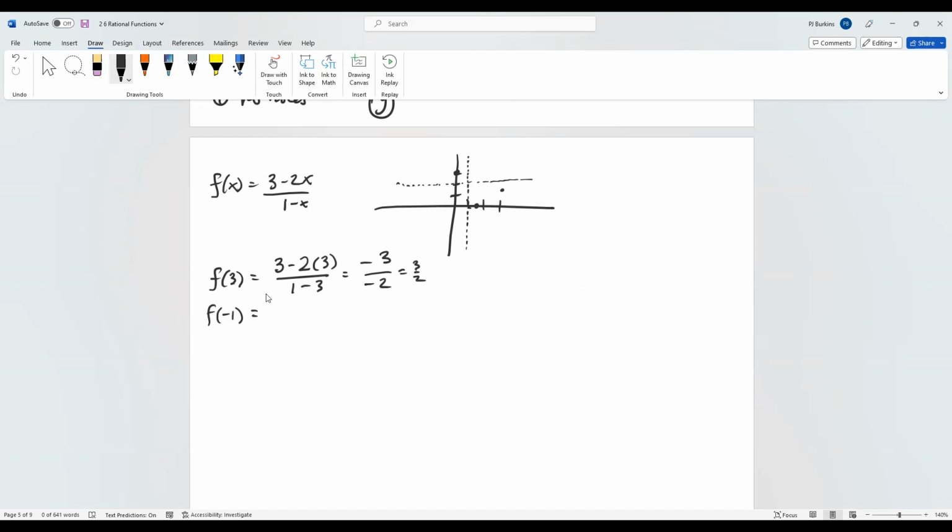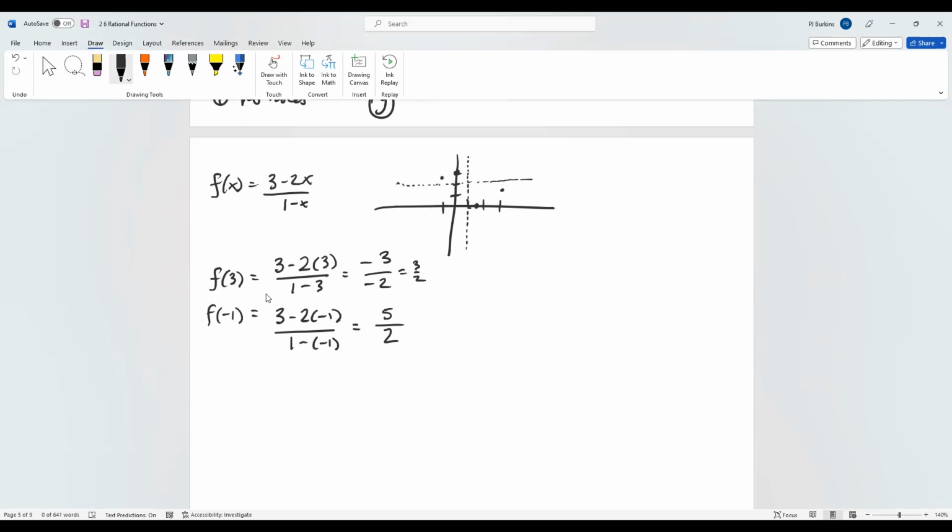And then when x is -1, what do we get? So we have (3 minus 2 times -1) over (1 minus -1). -2 times -1 is 2. So we have 3 plus 2, which is 5. 1 minus -1 is plus, so that's 2. So when x is -1, then we have 5/2. That's 2.5. So we're up here.